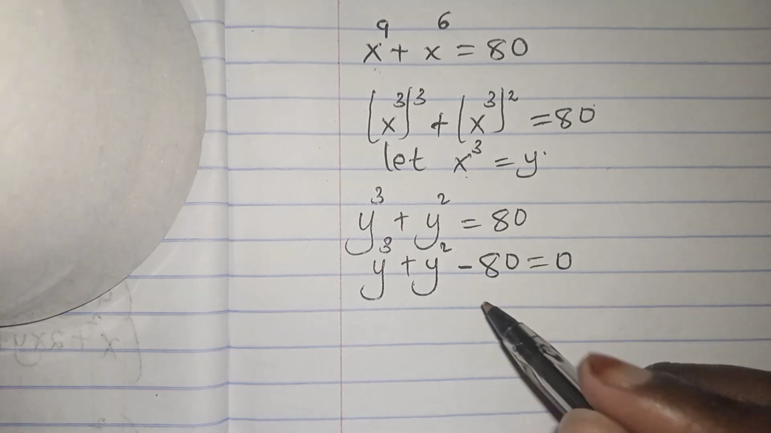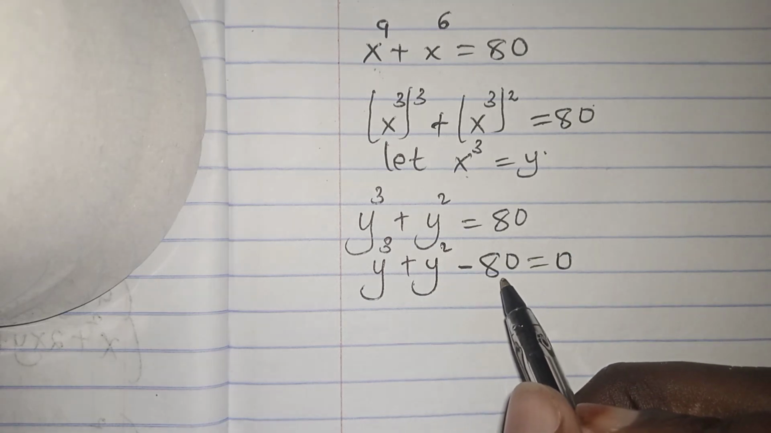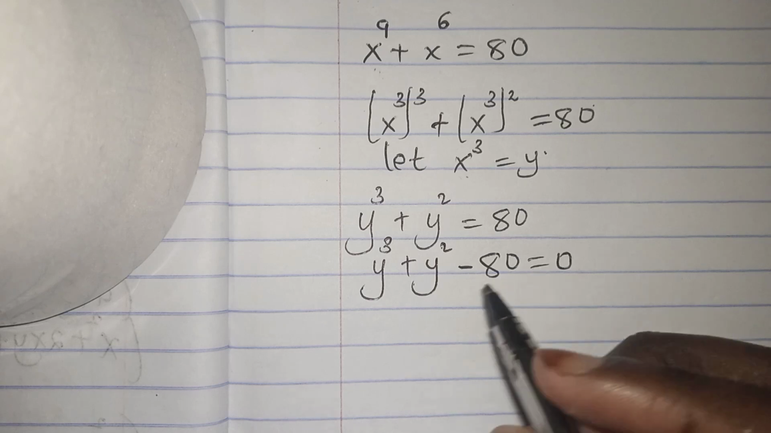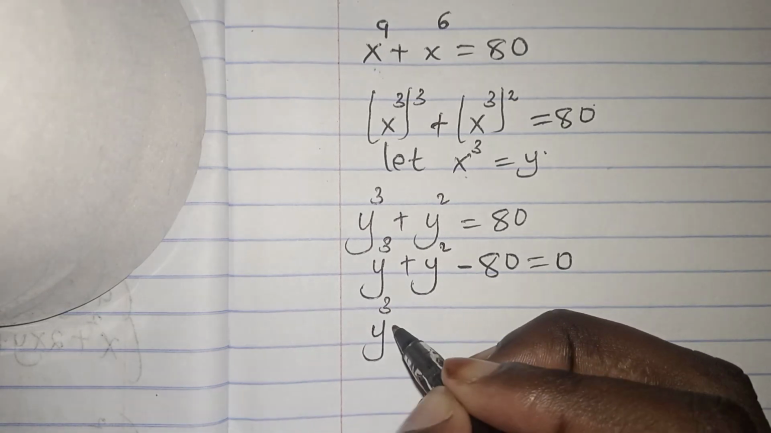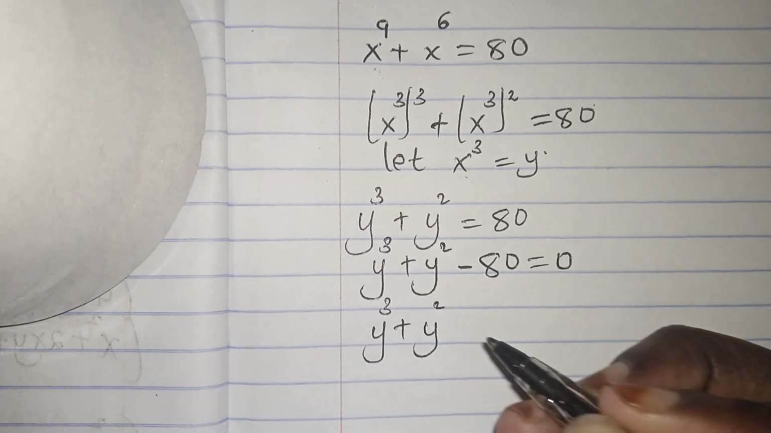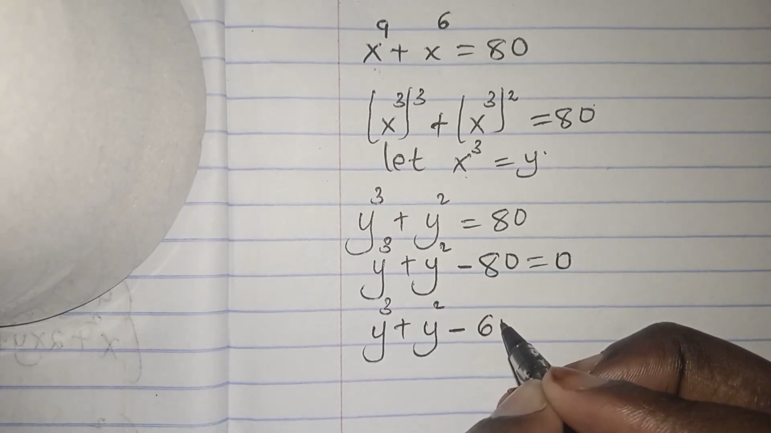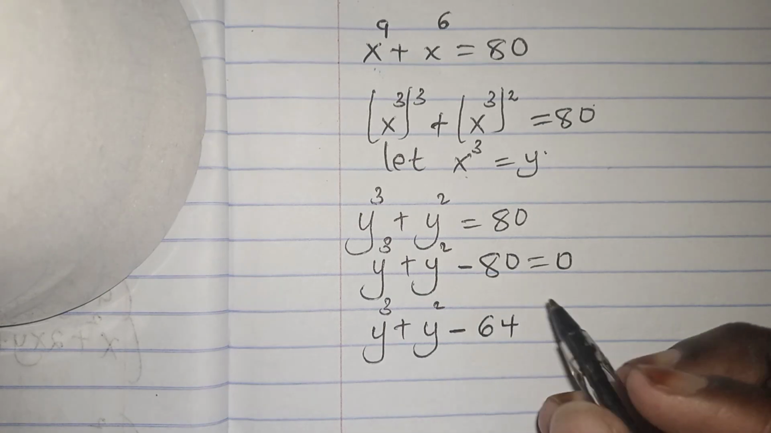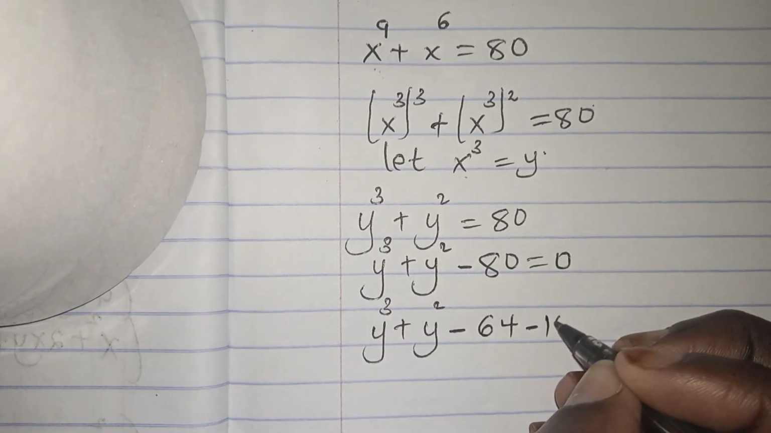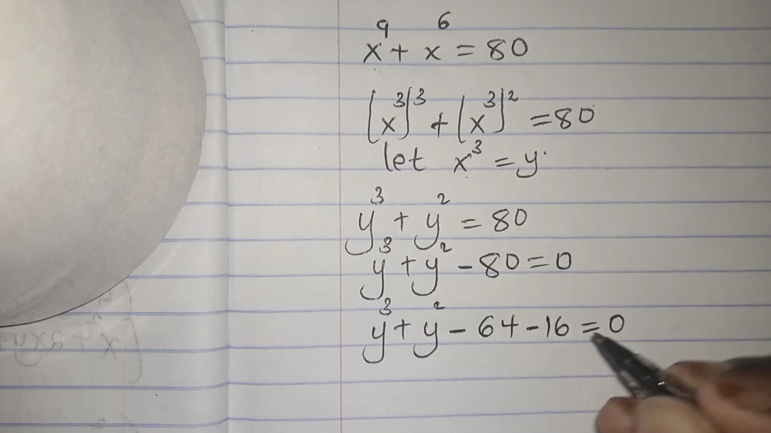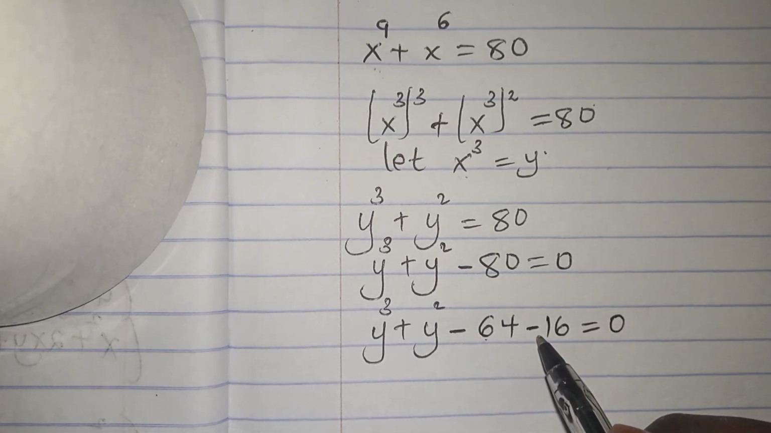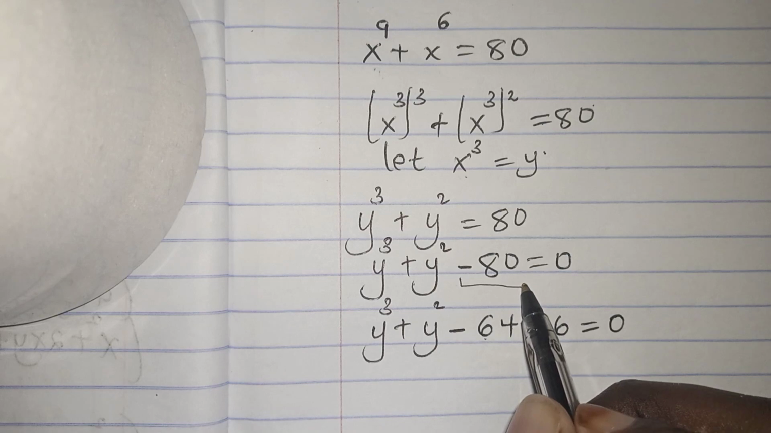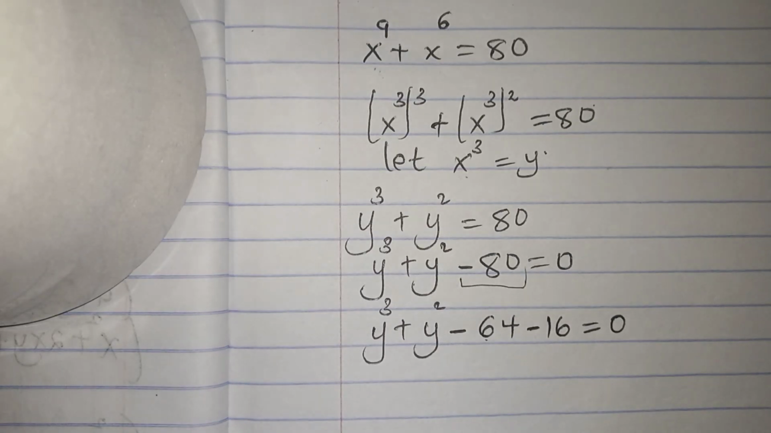Our next step, we are going to look for the nearest cubic number to 80, which is 64. So y cubed plus y squared minus 64. So what shall we do to 64 so that we can get 80? We are going to subtract 16 to get 80. So negative 64 minus 16, we are getting negative 80, right?